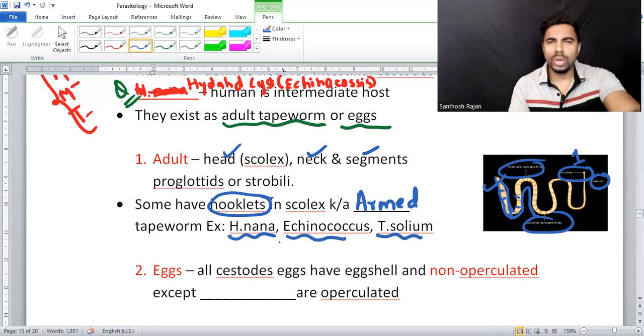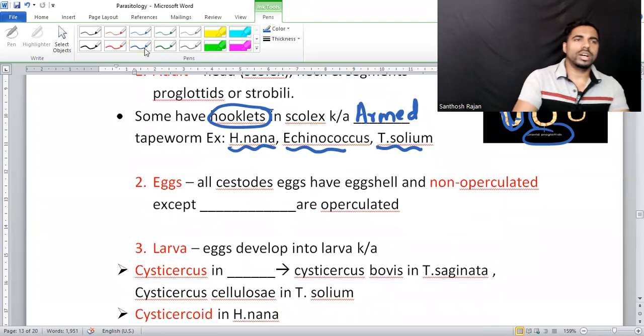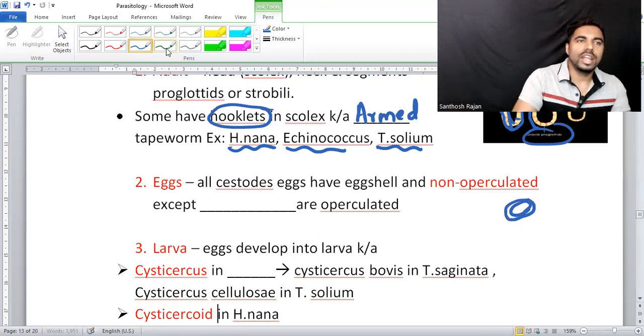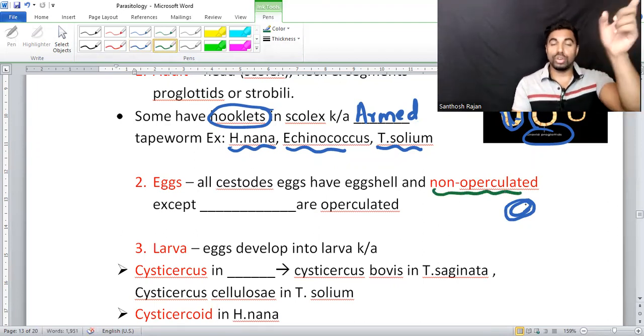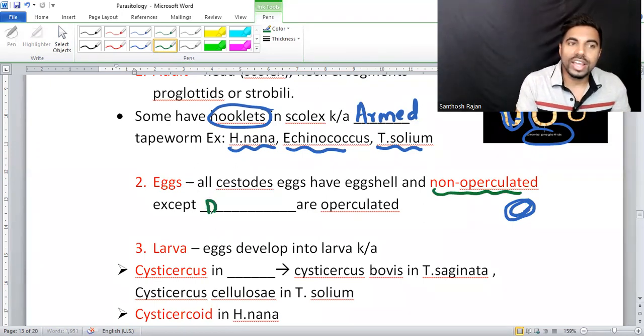Now eggs. All cestode eggs are almost similar. They usually have an egg shell, and they are usually non-operculated. Remember, it's the opposite in trematodes, where most are operculated. But here, everything is non-operculated. Then who is operculated? Only one, that is Diphyllobothrium.